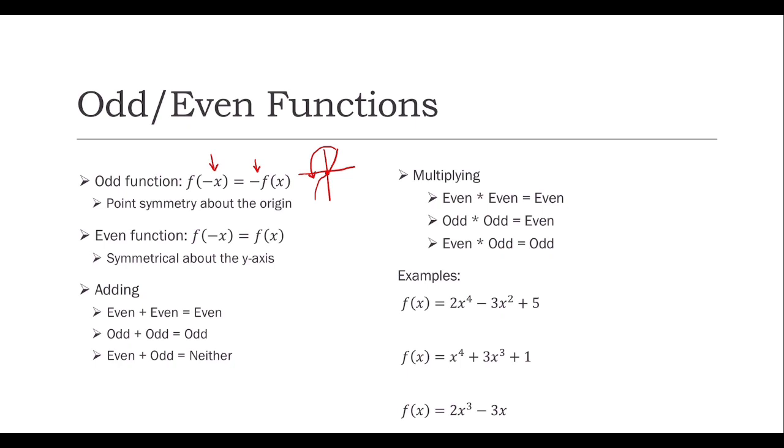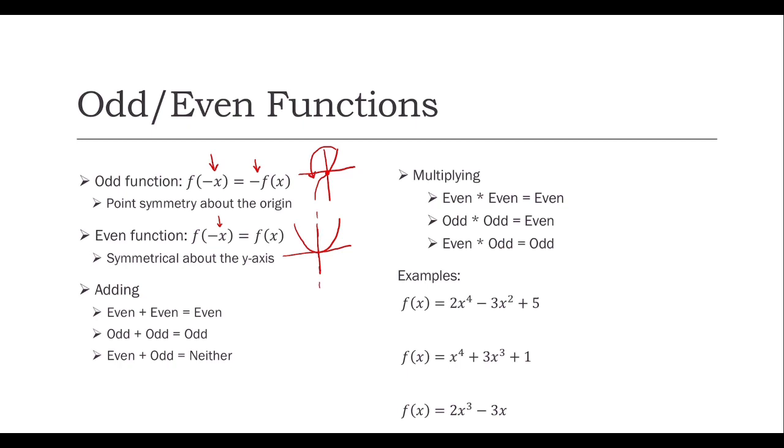An even function is where f of negative x equals f of x. So if you plug in negative x, it's going to be the same as if you had just plugged in x. So this one will have symmetry about the y-axis. So it would be something like this. So you could reflect it over our y-axis and it would be the same.